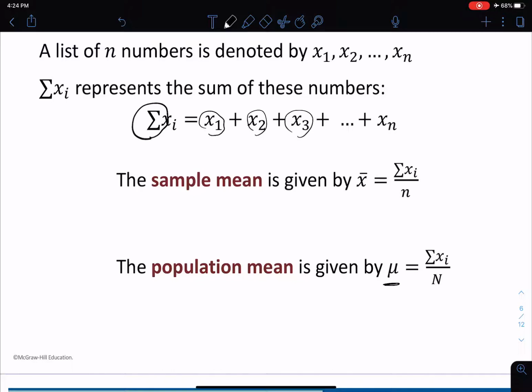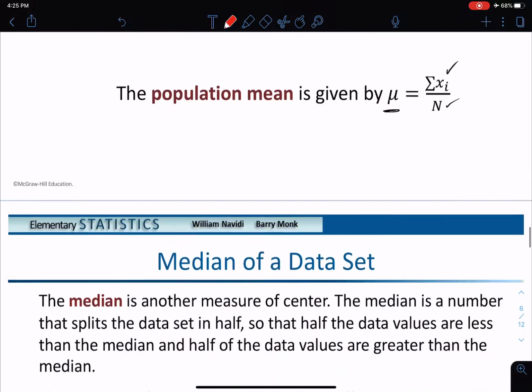Just like finding an average, for a population mean you have to sum up all the pieces and divide by how many pieces you have in the population. The same thing happens, except the notation is different. If I want x bar, the sample mean, then I have to sum up all the pieces of data from the sample and then divide by how many sample pieces I have. So they are the same formula, just different notation.